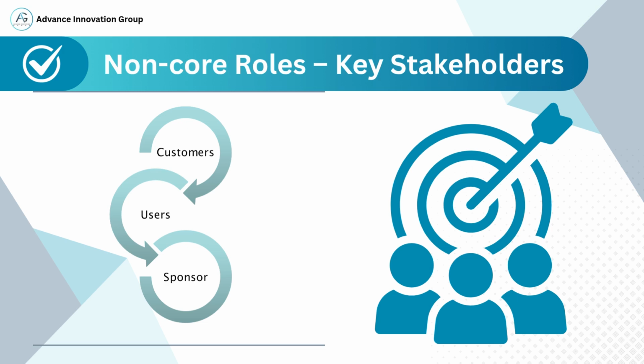2. Users. These are the actual end users of the product. They help provide feedback and shape the requirements. 3. Sponsor. This is the person or group that provides funding and high-level support for the project. Even though these roles are not involved in day-to-day Scrum activities, their input is crucial to the project's success.